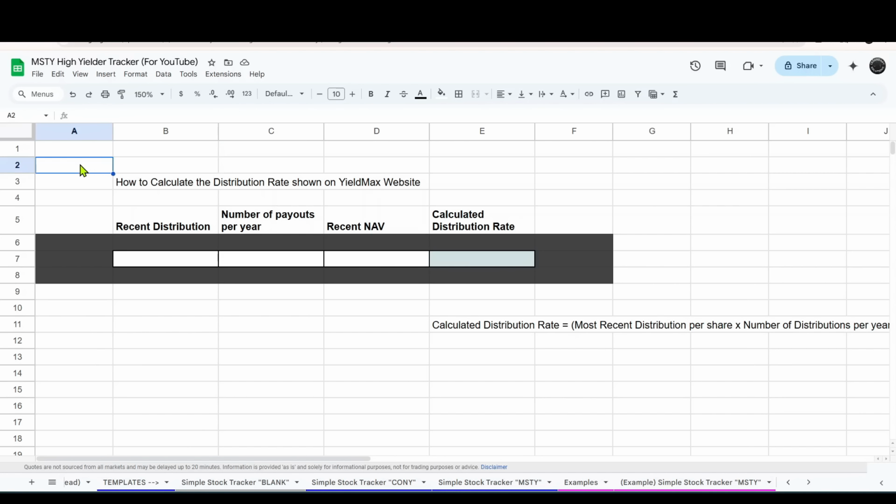Just so that we remember and you can see, I'm going to type in MSTY here so that if you look back on this, you'll know which ETF I'm using. So this is for MSTY. The last and most recent distribution was $1.47. But let's get what that exact number was.